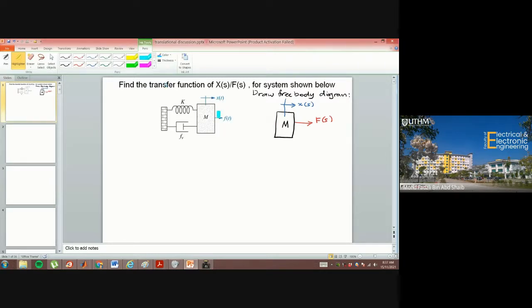This FT becomes FS, right? Then we have K, we have M, we have FV. FV is the damper, K is the spring, M is the mass. So we settle the upper one first, K.